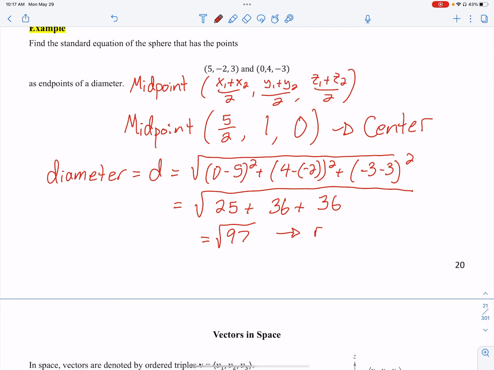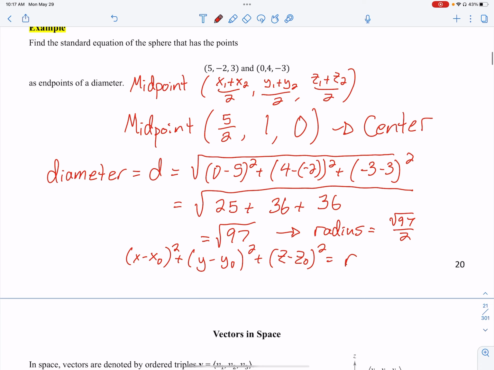So that tells me my radius, though, is the square root of 97 over 2. Now the formula for a sphere, I'm going to write this out. x minus x naught squared plus y minus y naught squared plus z minus z naught squared equals r squared. So I just plug everything in. x minus 5 over 2 squared plus y minus 1 squared plus z squared. I don't have to put minus 0. And then r squared is going to be 97 over 4. The square root goes away with the square, and then you still have a square 2 because it's not in the square root. There is my sphere.